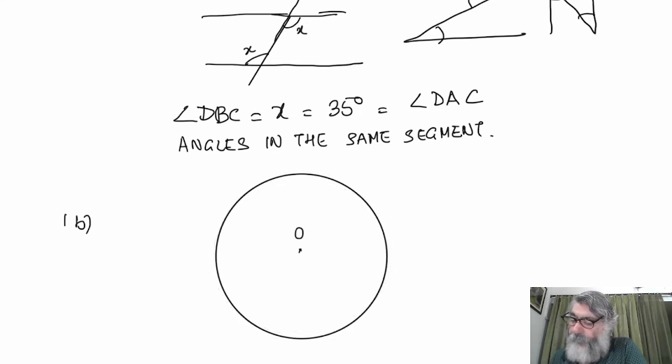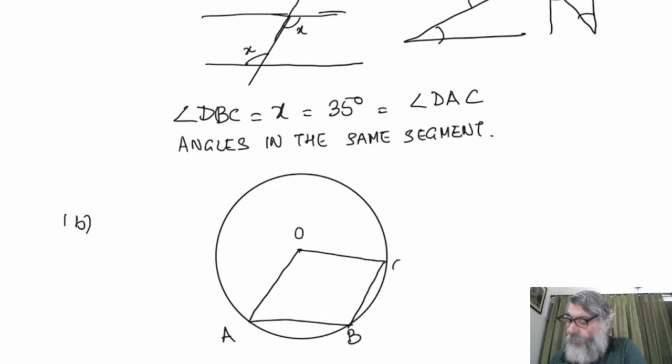O is the center. A, B, C. O is the center, and the angle is given to be 130 degrees. Now this is angle AOC. Angle AOC is 130 degrees.